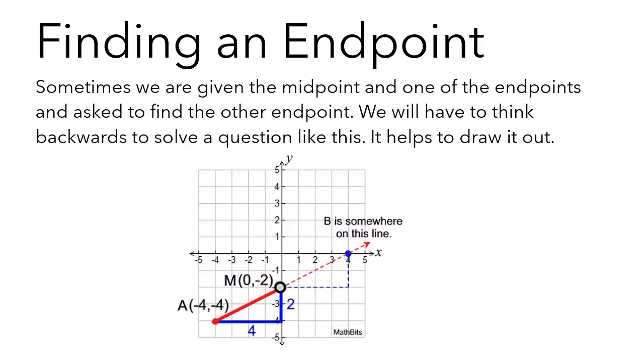So sometimes we're given the midpoint and we're actually asked to find the endpoint. You have to think backwards to solve a question like this, and it actually helps to draw it out. So when we get to it, keep in mind that the question will look something like this. We're given the midpoint, we're given an endpoint, and we're asked to find the other endpoint. And I will talk more about how to solve a question like this. Keep in mind that drawing it out is helpful.